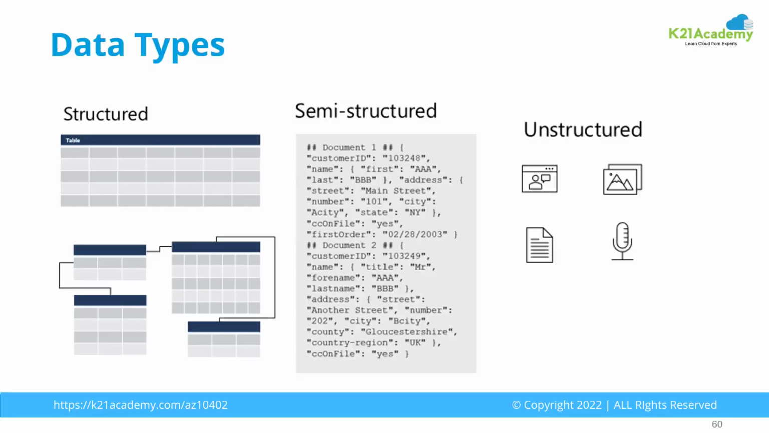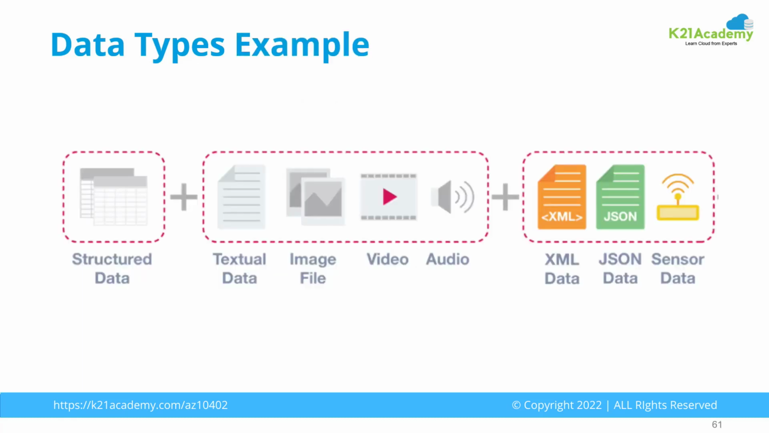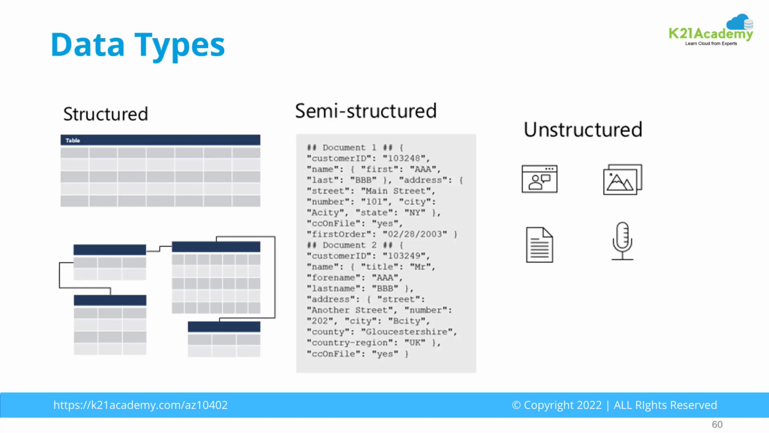Now there are three main categories of data type. You have structured data, which is also called relational data or SQL data store, using structured query language, where you have rows and columns, and data is stored in tables in the form of rows and columns. Then you have semi-structured data, where you have some structure, but not exactly like tables with rows and columns.